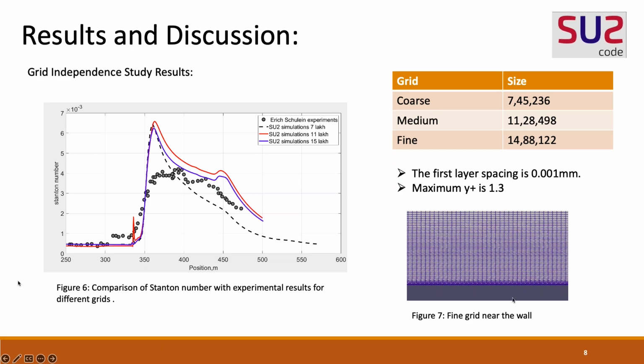As you can see, the grid near the wall is made very fine to capture the heat flux and the separation bubbles very nicely. The grid independence study, Stanton number versus position, is shown. Here we see that for the 700,000 grid, the data is not agreeing very well with the experimentally obtained data, whereas for 1.1 million and 1.5 million, the data is agreeing pretty well. But since there is only a slight error, and due to the computational expense, we are choosing the 1.1 million grid cells and performing the study.